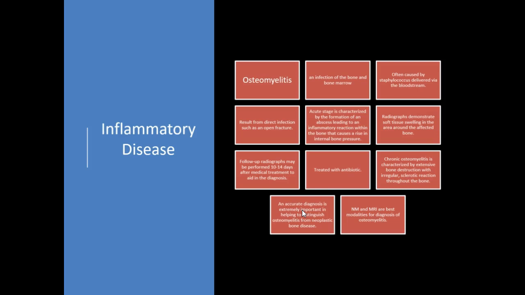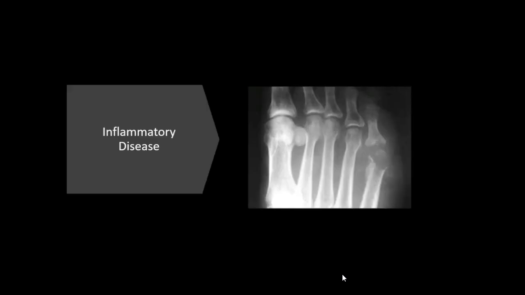It's treated with antibiotics. Chronic osteomyelitis is characterized by extensive bone destruction and irregular sclerotic reaction throughout the bone. An accurate diagnosis is extremely important in helping distinguish osteomyelitis from neoplastic bone disease. Nuclear medicine and MRI are the best modalities for diagnosis of osteomyelitis.